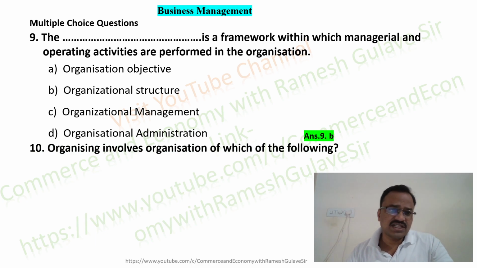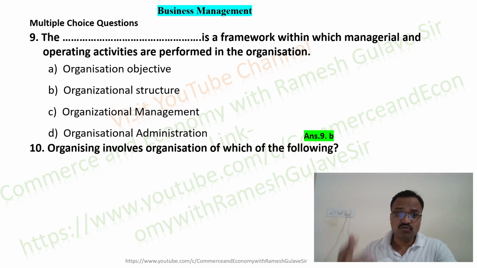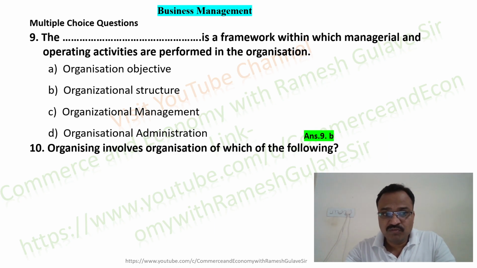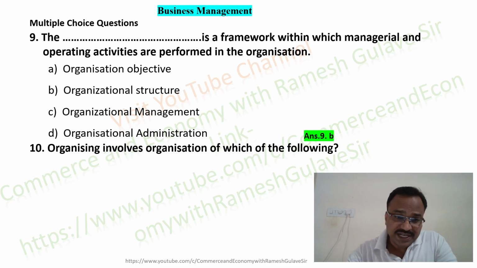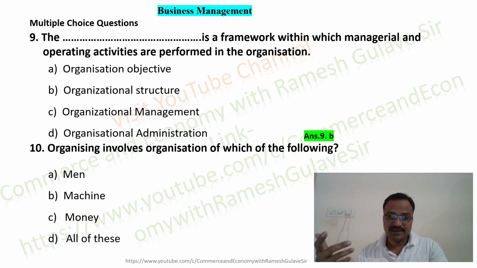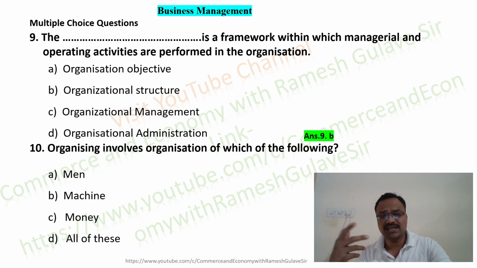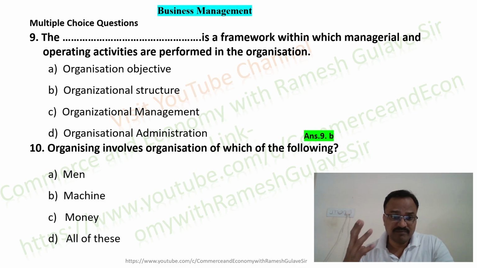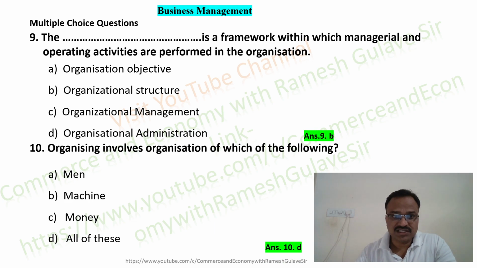Let us move on to the next question, and it asks us: organizing involves organization of which of the following? Okay, so it is about the function of organizing. So organizing involves organization of what? And the options are men, machine, money, and all of these. As I have mentioned, organizing is basically the organization of four M's: men, machine, money, and material, right? So here all of these, that is option D, is the right answer for this question.